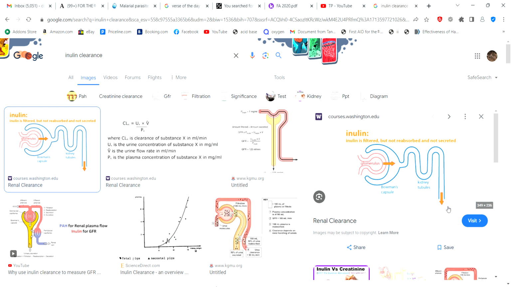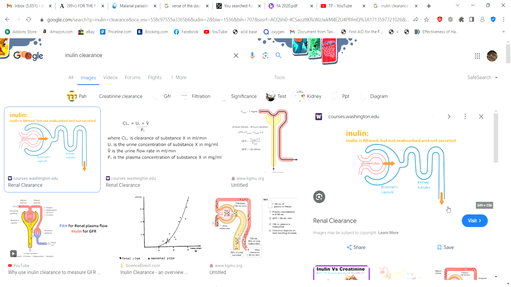Inulin can be used to measure the clearance of any substance, as long as that substance is freely filtered at the glomerulus and completely excreted. So basically, inulin can be used to measure the clearance of anything, as long as that substance is freely filtered at the glomerulus and completely excreted.